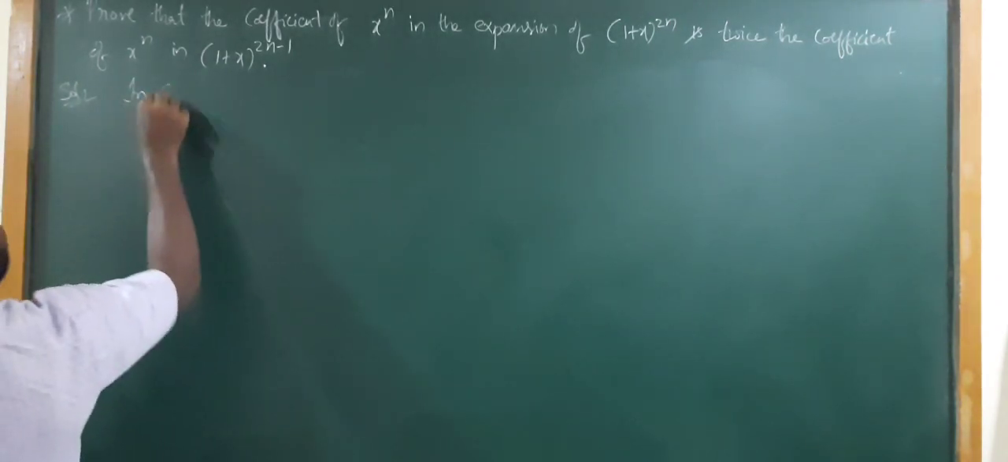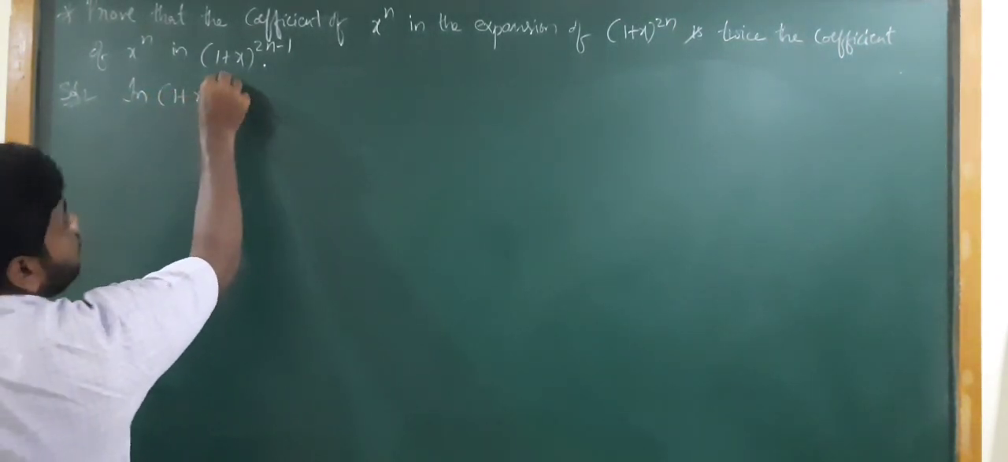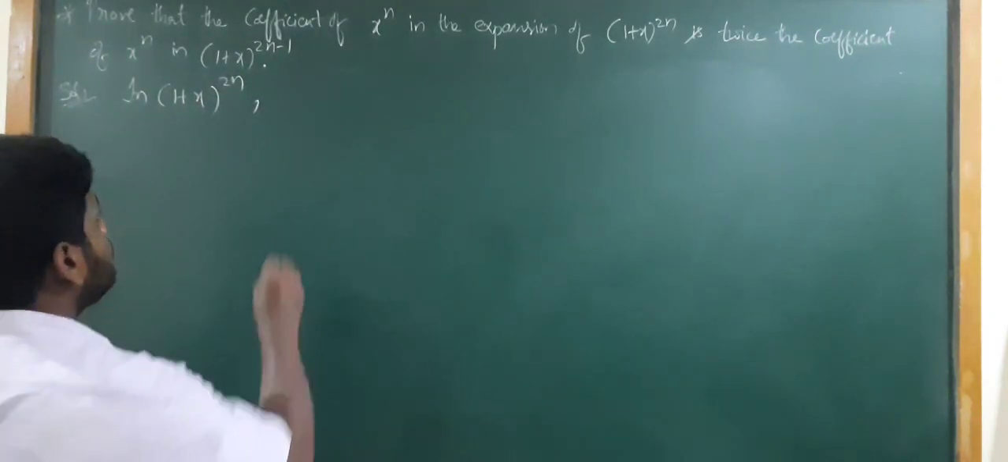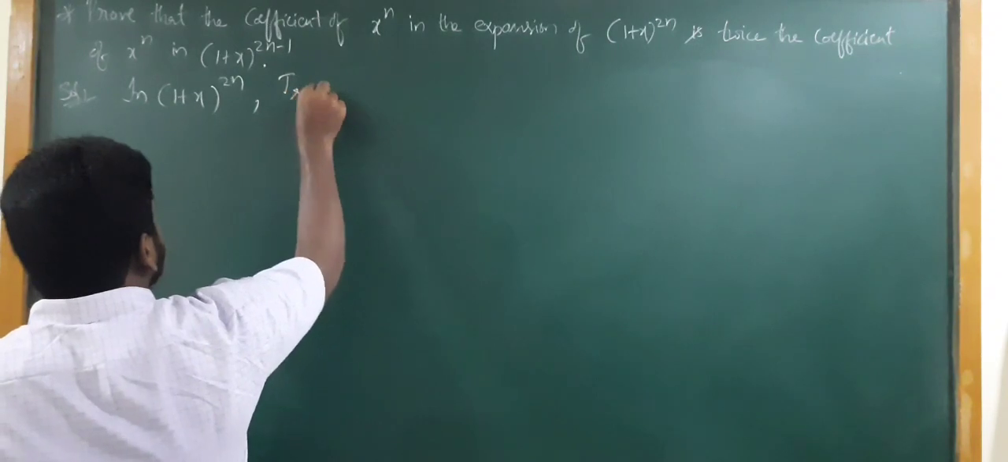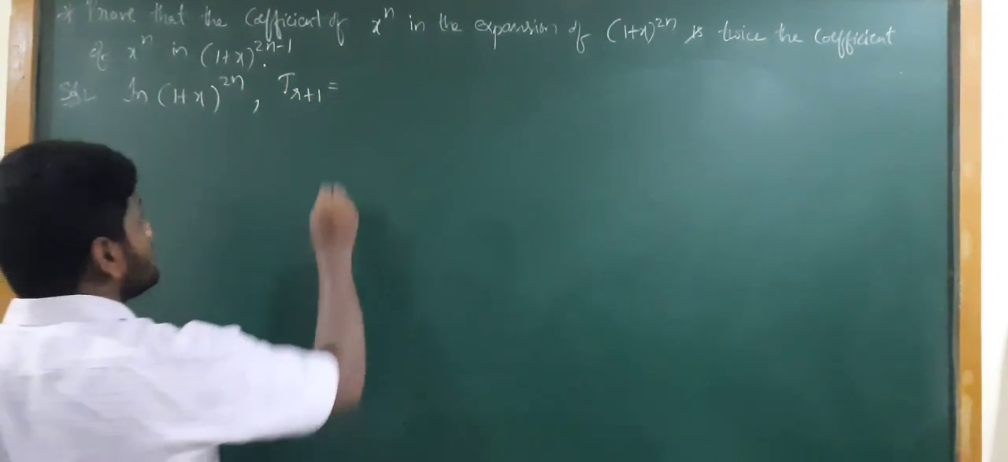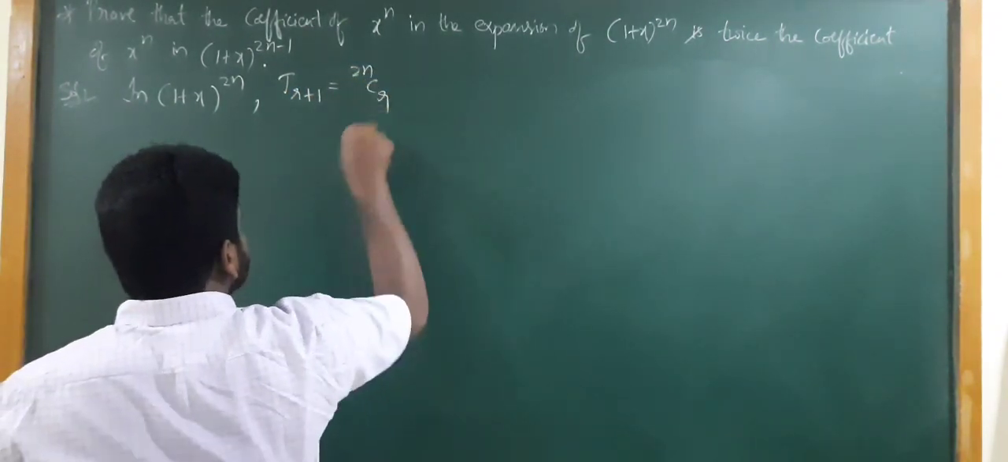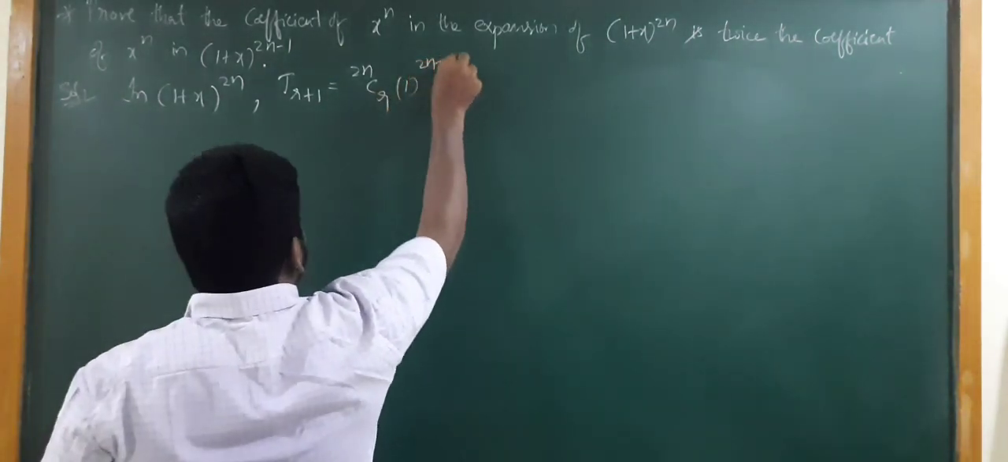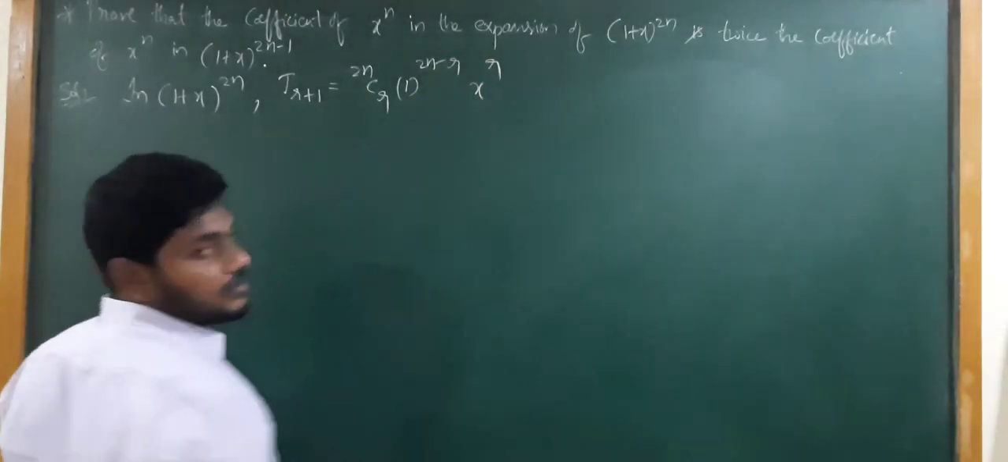So in (1 + x)^(2n), what is T(r+1)? What is T(r+1)? That is 2n C r into 1 to the power of 2n minus r into x to the power of r.